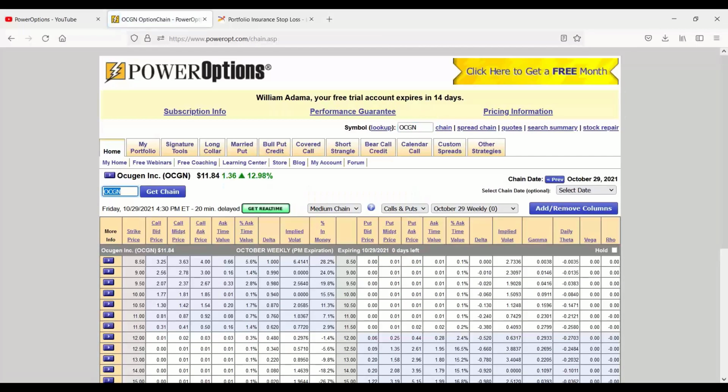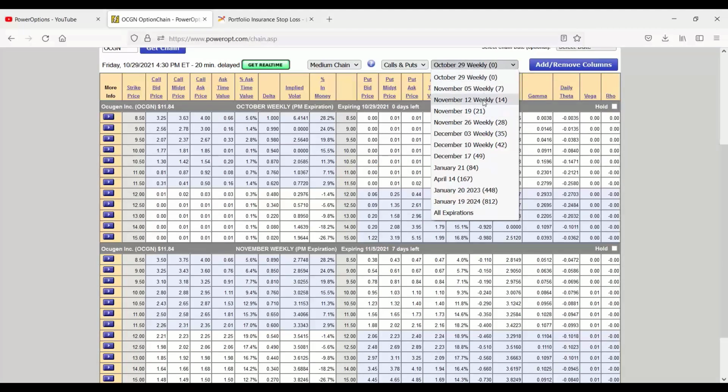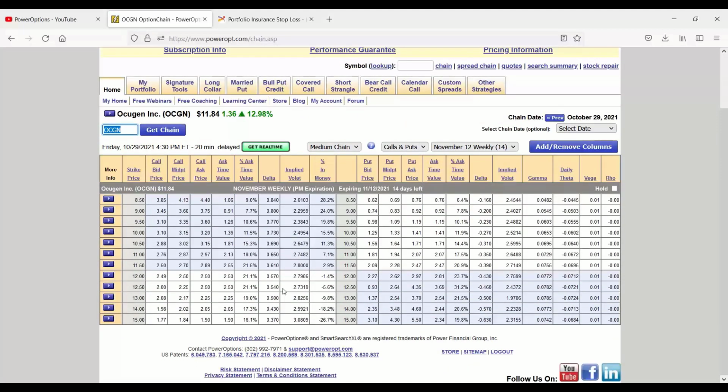Yeah, Ocugen. Okay, so this is interesting. See, the calls, that's very skewed, isn't it? Seems like the calls are, oh, that's today. Never look at today's expiration. Let's go 14 days out. My apologies. That's much better.